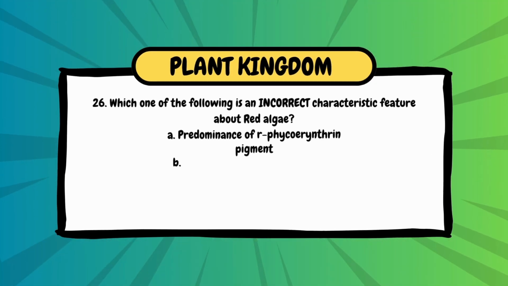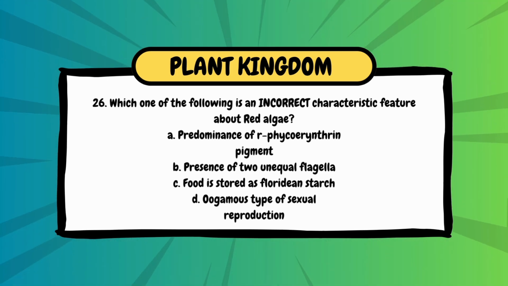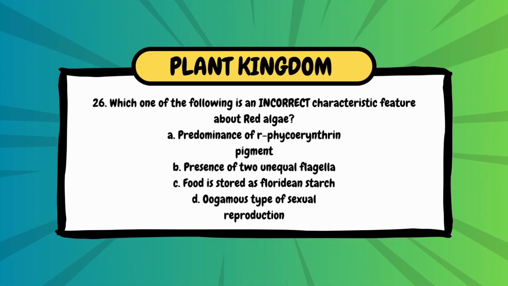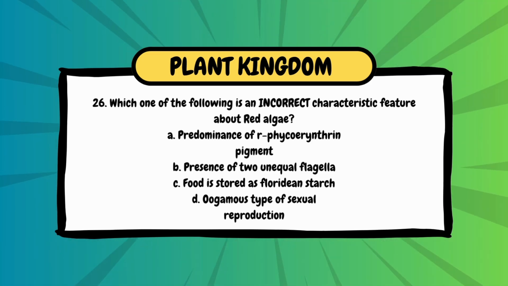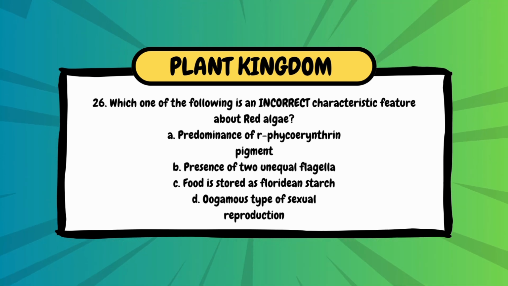26. Which one of the following is an incorrect characteristic feature about red algae? A. Predominance of R-phycoerythrin pigment, B. Presence of two unequal flagella, C. Food is stored as floridean starch, D. Oogamous type of sexual reproduction.